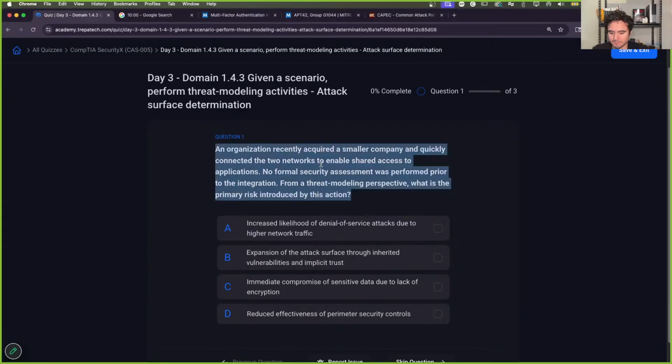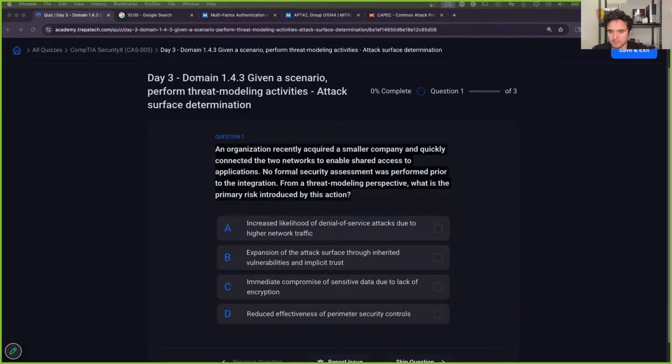Okay, question 1. An organization recently acquired a smaller company and quickly connected the two networks to enable shared access to applications. No formal security assessment was performed prior to the integration. From a threat modeling perspective, what is the primary risk introduced by this action?